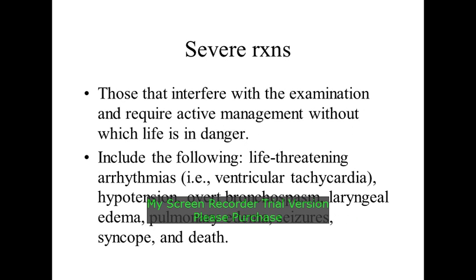Severe reactions, those that interfere with the examination and require active management without which life is in danger, include the following: life-threatening arrhythmias, ventricular tachycardia, hypotension, overt bronchospasm, laryngeal edema, pulmonary edema, seizures, syncope, as well as death.